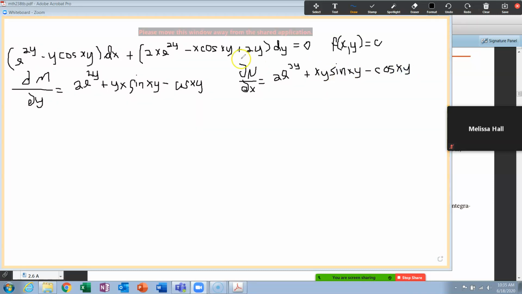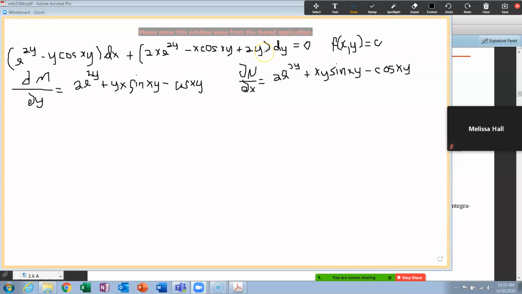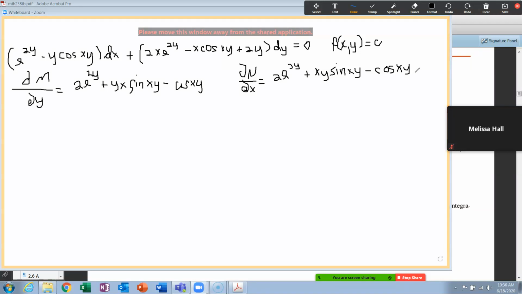Okay, and then we have one more term here, but we're taking the partial with respect to x. 2 is a constant. We treat y as if it's a constant. That's a 0. So, what do we have here? 2e to the 2y, both of them, plus xy sine xy in both of them, and minus cosine xy in both of them. They're identically the same. That means we can proceed.